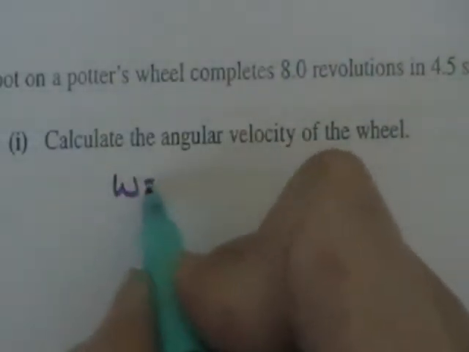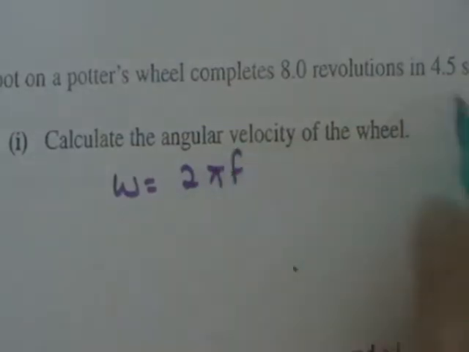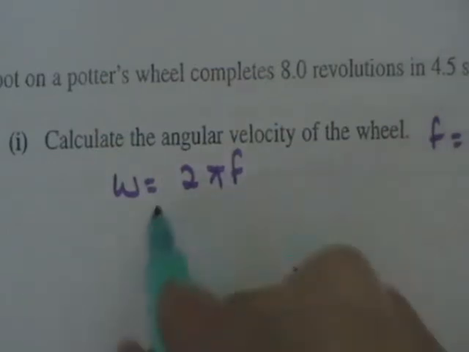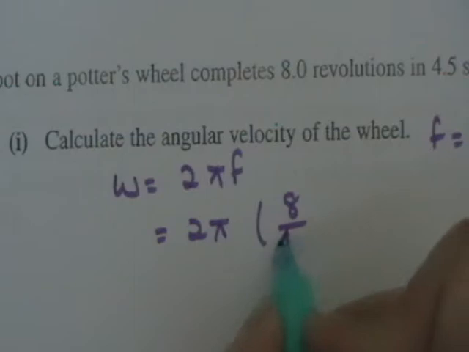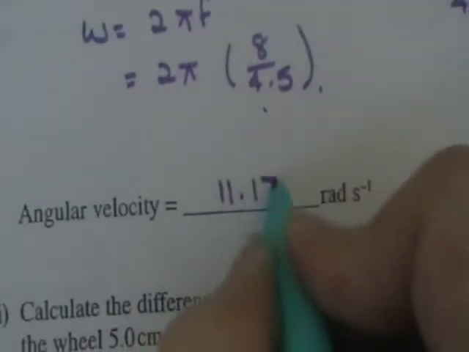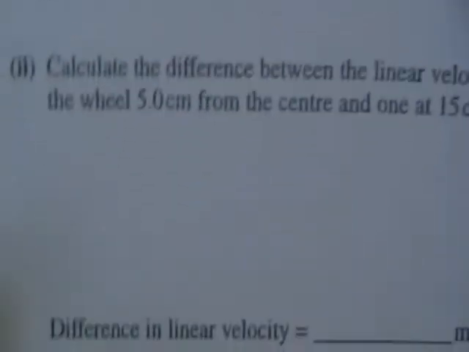So we know omega is equal to 2 pi f, and f is 8 revolutions in 4.5 seconds. So therefore omega is equal to 2 pi times 8 over 4.5. And that gives you an answer of 11.17 radians per second.